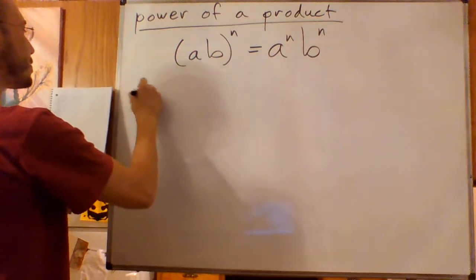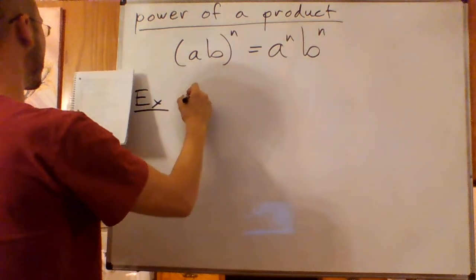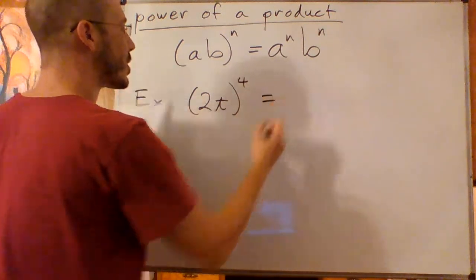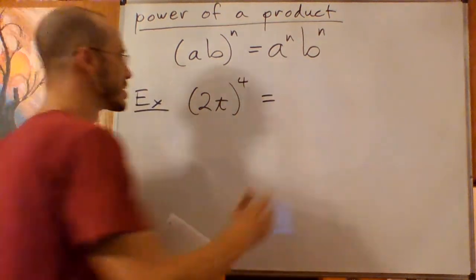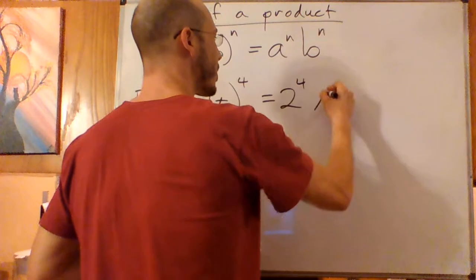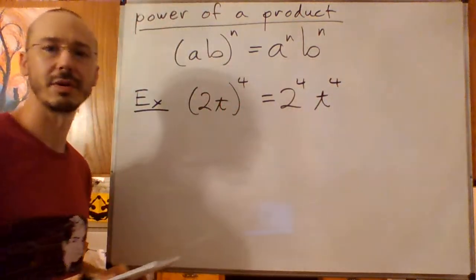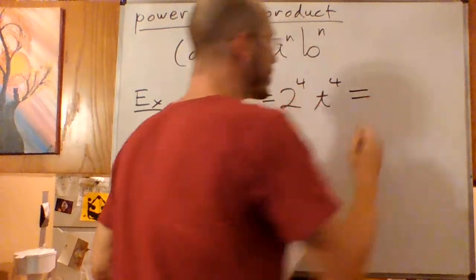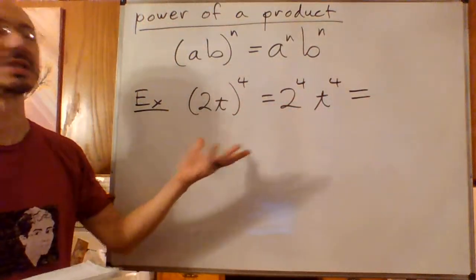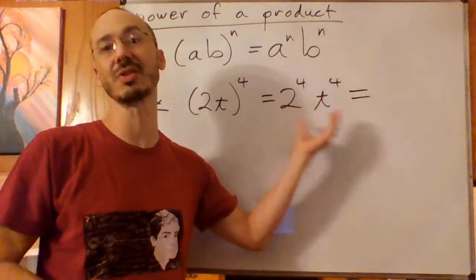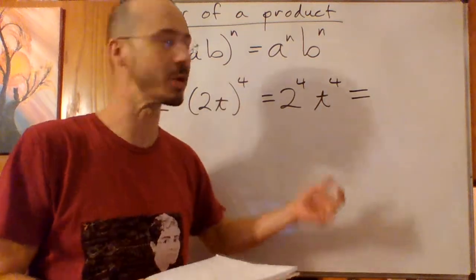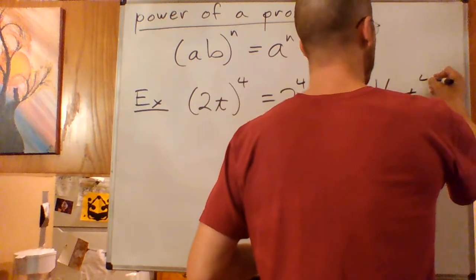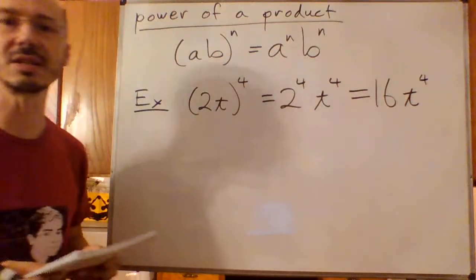Here's an example with 2t to the fourth. This is 2 to the fourth times t to the fourth. And you can, and you probably should, simplify the 2 to the fourth expression to the ordinary number. 2 to the fourth power is 16. So 16t to the fourth.